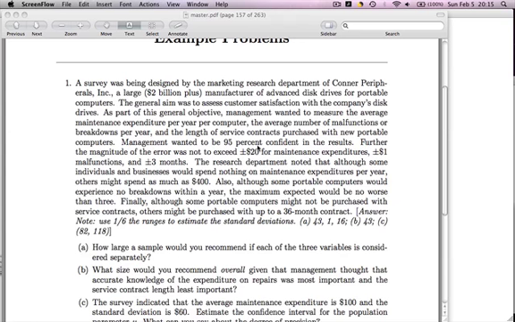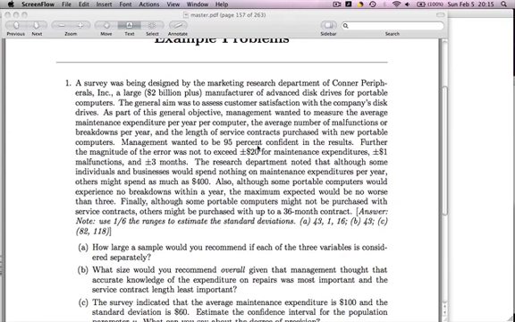Let's now do a few sample size problems. Take a look at problem 1 on page 157. A survey is being designed at this point by some market research company. We have a large manufacturer of disk drives and portable computers. The aim is to assess customer satisfaction with the disk drives.